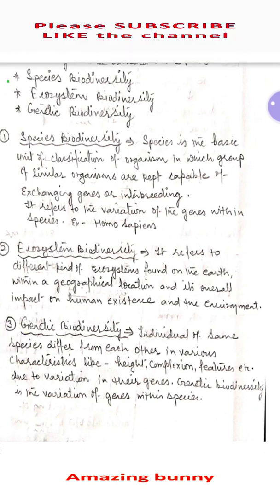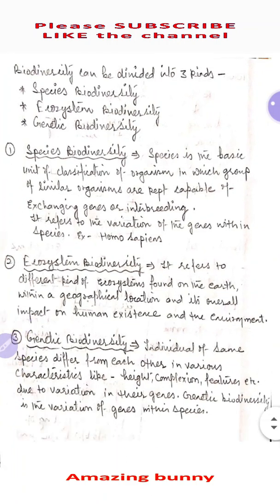First is species biodiversity. You know that species is the basic unit of classification, where a group of similar organisms are kept together and they are capable of exchanging their genetic material, that is, they are capable of interbreeding. Now species biodiversity refers to the variation of the genes. Genes store information and they are responsible for the variation or the differences within the species. One example is Homo sapiens, which is the scientific name for human beings. Homo is the genus and sapiens is the species. So Homo sapiens belong to the species sapiens and they are capable of interbreeding.